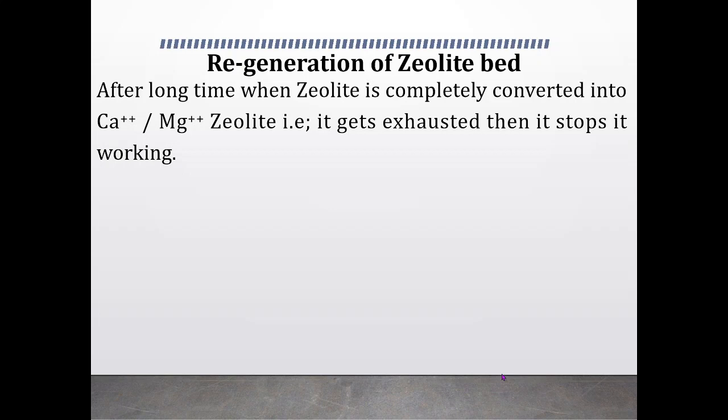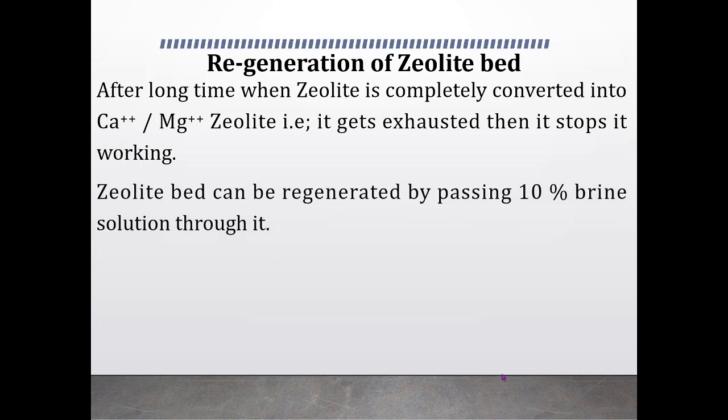After a long time, when zeolite is completely converted into calcium and magnesium zeolite, it gets exhausted. Then it stops its working. So this zeolite bed can be regenerated by passing 10% brine solution through it. So in the figure, the top inlet is for the brine inlet, and that is for regeneration of the zeolite bed. Now how does the reaction take place? Brine solution means 10% NaCl solution.